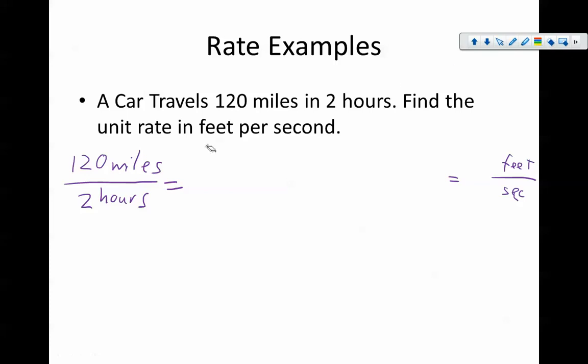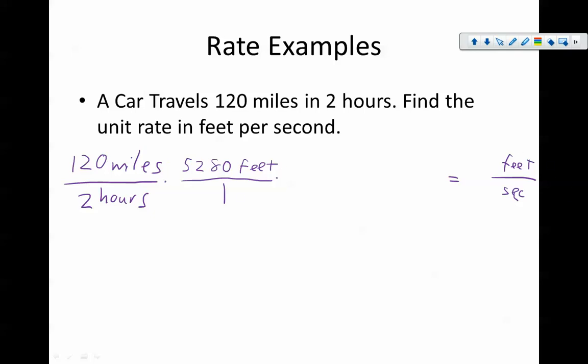So the first thing we need to figure out is how many feet are there in a mile? And I happen to know this one. It is 5,280 feet in a mile. So we're multiplying the miles by the feet. Notice that I'm putting this over 1 because this isn't affecting the hours. It's just affecting the miles. So this times this is going to give us the number of feet.